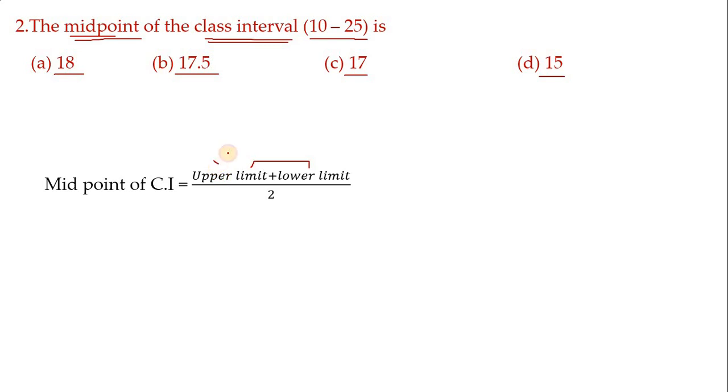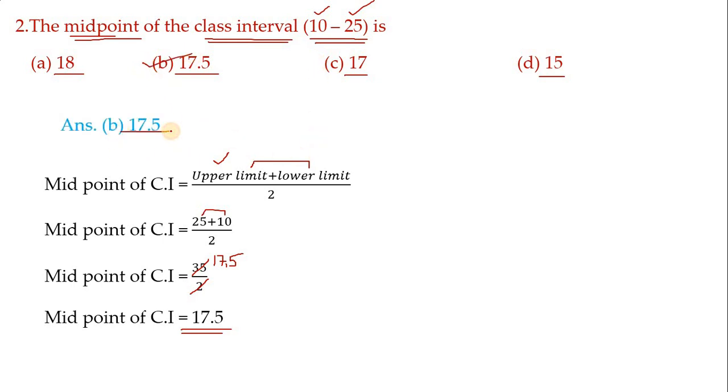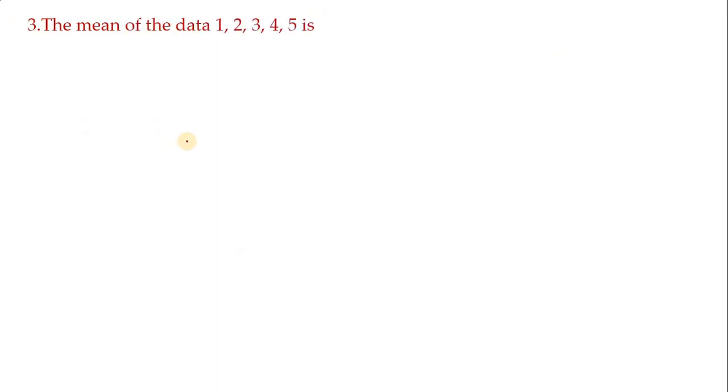Substitute the values. What is the upper limit here, children? 25. And what is the lower limit? That is 10. So 10 added to 25 gives 35 by 2. As you divide here, 2 ones are 2, 2 17s are 34, keep a point and take 0, and we get 5 twos are 10. So what's the answer? 17.5 is the midpoint of this class interval. Where do we get 17.5? That is in option B. Hence it is the correct answer. Move on to the next one, children.